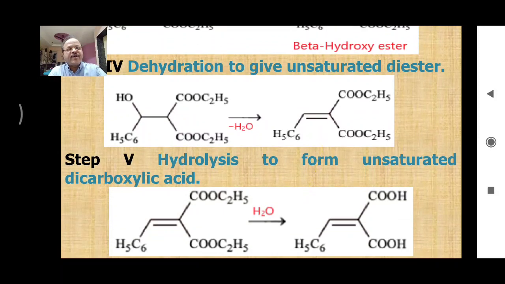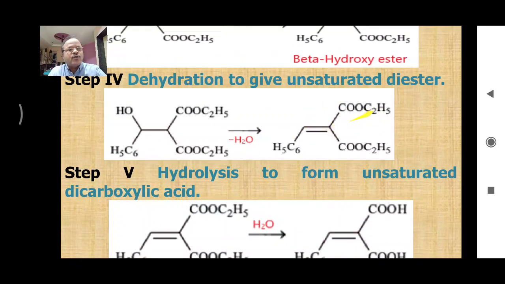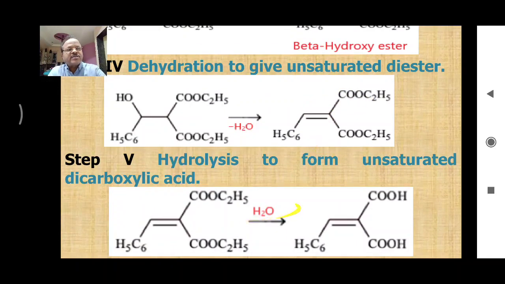So in the fifth step, this unsaturated diester undergoes hydrolysis. Hydrolysis means addition of water. So whenever there is a hydrolysis of ester, we always get carboxylic acid as a product. So COOC2H5, COOC2H5, two ester groups are there.